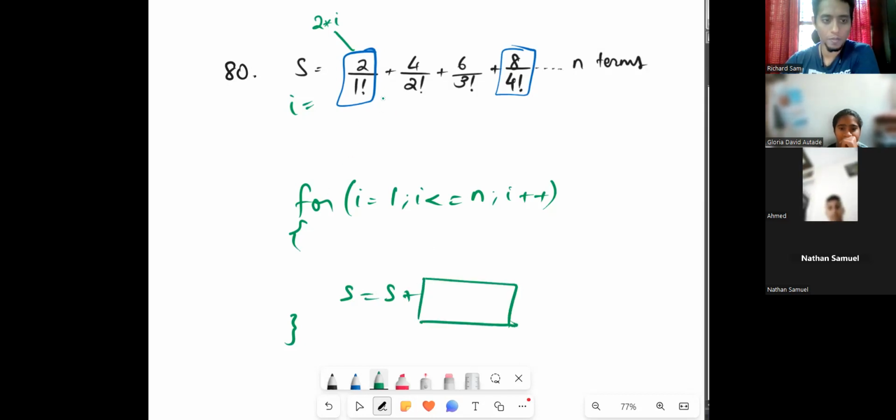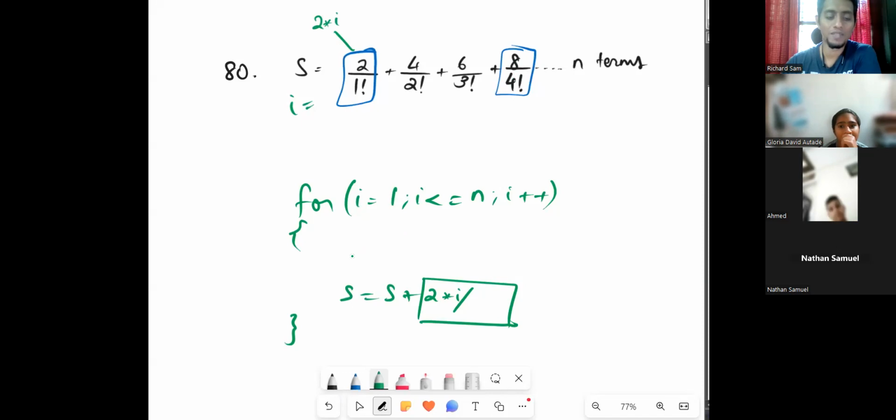Here we have to put what each term is. So what is the numerator? The numerator is 2 into I. Divide by, and what's the denominator? It's a factorial of I. It's not just I, right? You know what factorial is, right, Leah? So 3 factorial means 1 into 2 into 3. 4 factorial means 1 into 2 into 3 into 4. So before we put the denominator over here, we have to find the factorial of I.